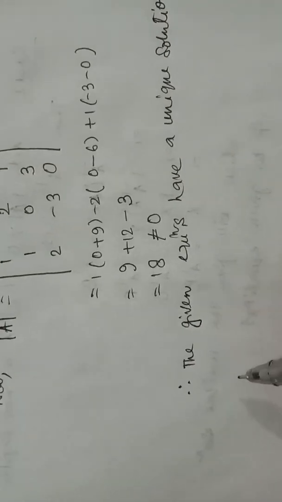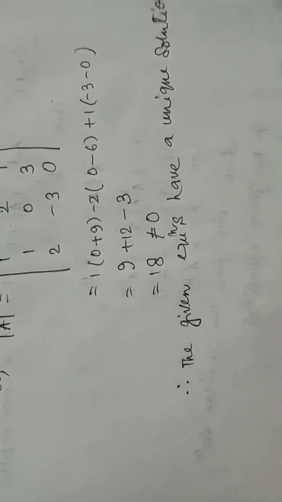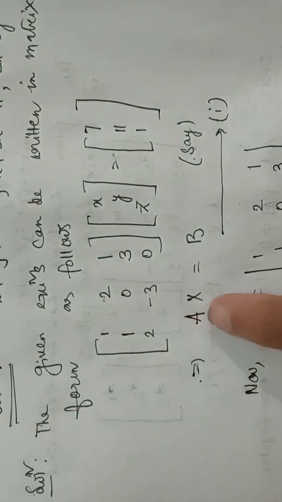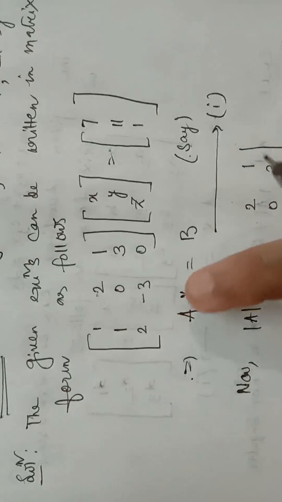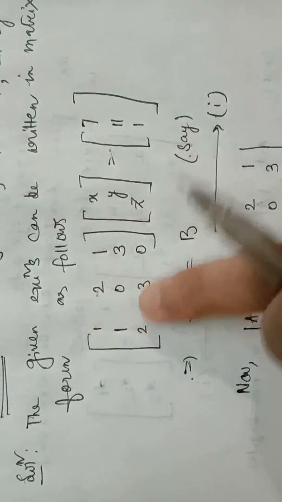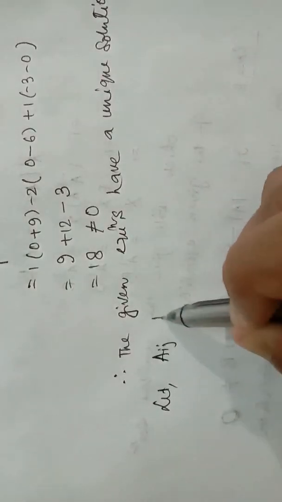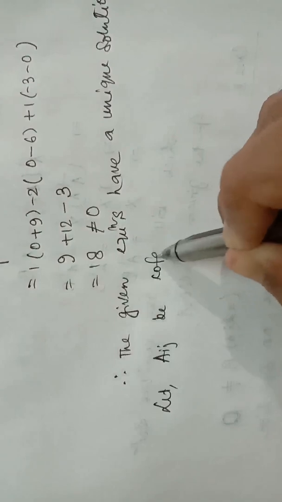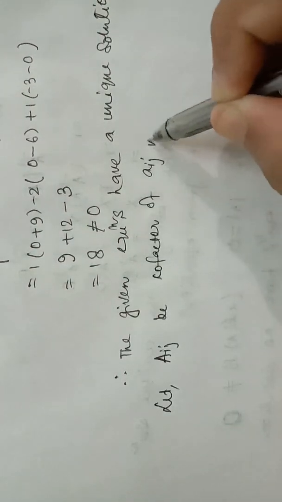Now we have to find A inverse. For that we have to find the cofactors of each element of this matrix. This is our A. We have to find A inverse, and for that we have to find the cofactor of each element of this matrix. So let me write it this way. Let Aij be the cofactor of aij in det A.